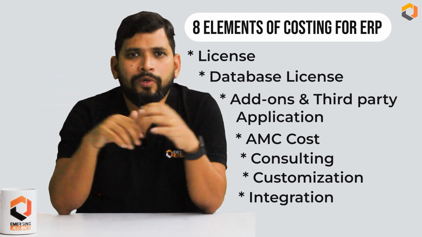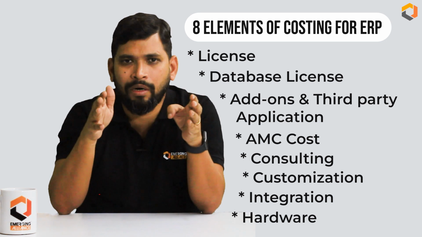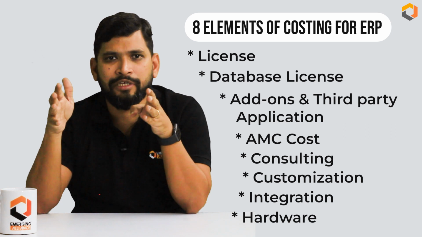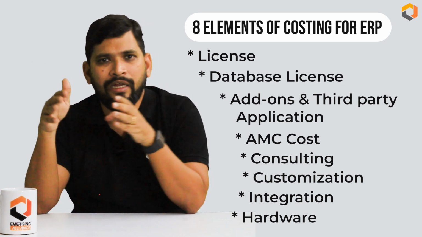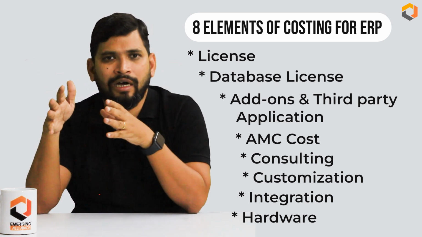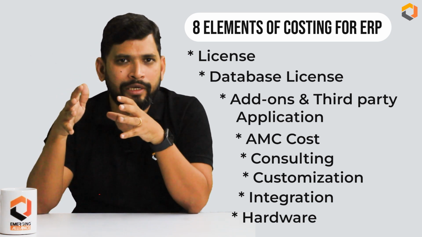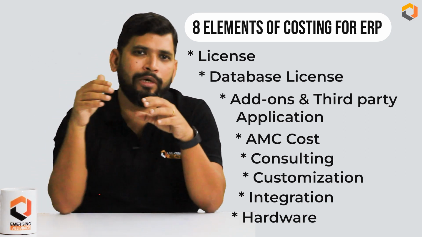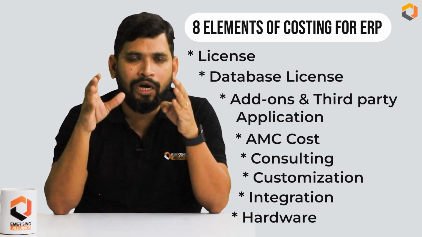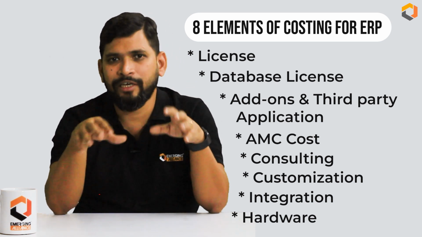The eighth element that we are going to talk about is the hardware. All along, we have been talking about the software and its licenses, the implementation portion of it or the service portion of it. Now comes the hardware. For the licenses to sit on a hardware and the implementation to happen properly, you need hardware in place. So you will have to budget for the hardware. You will also have to take into account the cost of the hardware. So hardware is a critical cost element in an ERP implementation, and that's the eighth one.